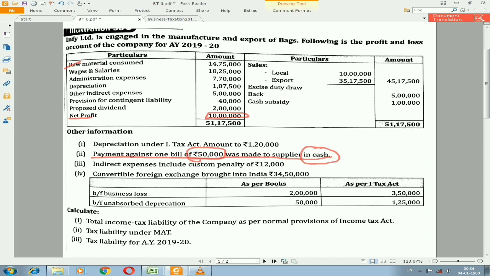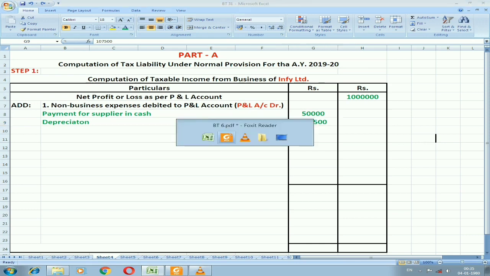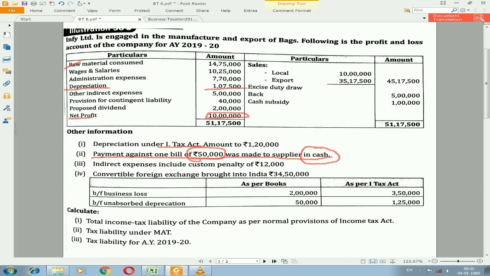Next we have wages and salaries, it is business. Then administration expenses, it is also business. We don't have any adjustment for that. Then we have depreciation 1,07,500. In the adjustment they have also mentioned that depreciation under IT Act amount of 1,20,000. So as the depreciation is allowed as per, then we can take the debit side depreciation 1,07,500 while adding it. Then the adjustment depreciation we are supposed to deduct. Then we have other indirect expenses 5 lakh, that is also business expenditure, but we have one adjustment for that.